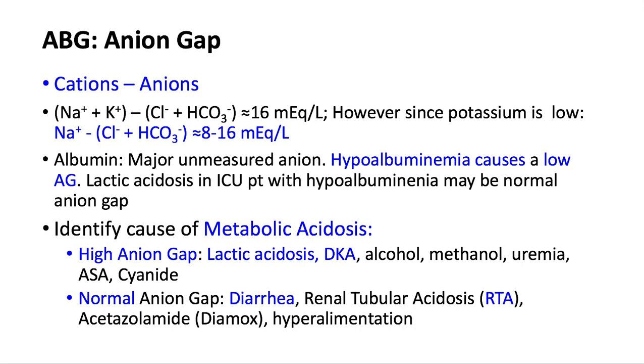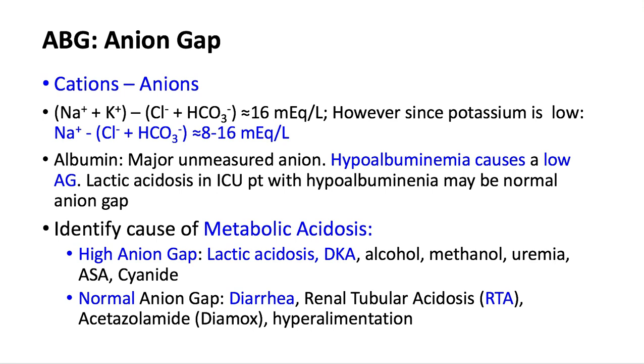Next topic is anion gap from your arterial blood gas. Simplistically, you should think of this as the positively charged cations minus the anions, the negatively charged ones. So sodium and potassium are the main cations, chloride and bicarbonate the main anions. In general, we take potassium out of that because it doesn't contribute much, and we say sodium minus chloride plus bicarbonate is approximately 8 to 16 milliequivalents per liter, and that's the anion gap. Positives minus the negatives, 8 to 16.